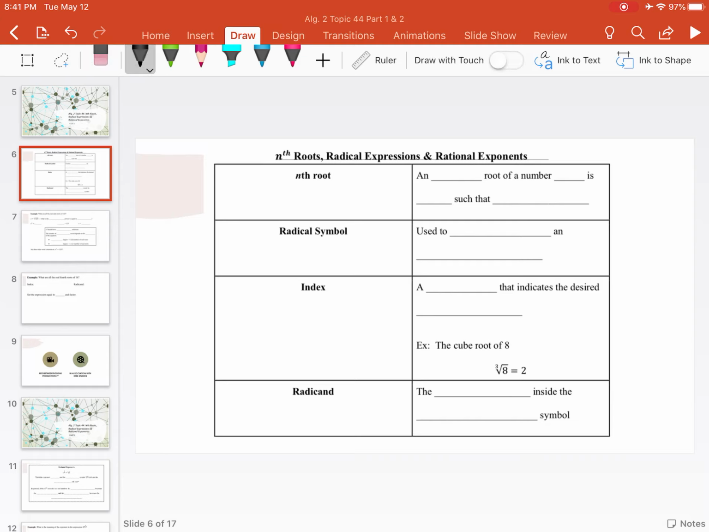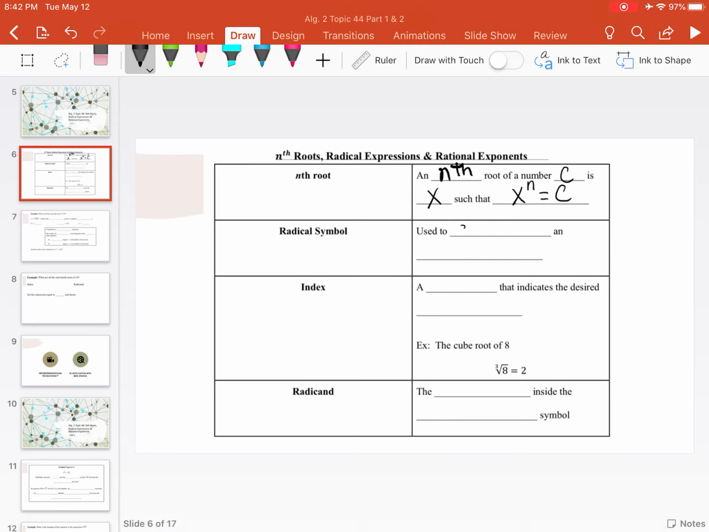Starting off with the terminology. An nth root of a number, let's call this number c, is x. Another way that we can rewrite this is the same thing as x to the n equals c. Now, specifically dealing with radical expressions, there's three main terms: a radical symbol, the index, and the radicand.